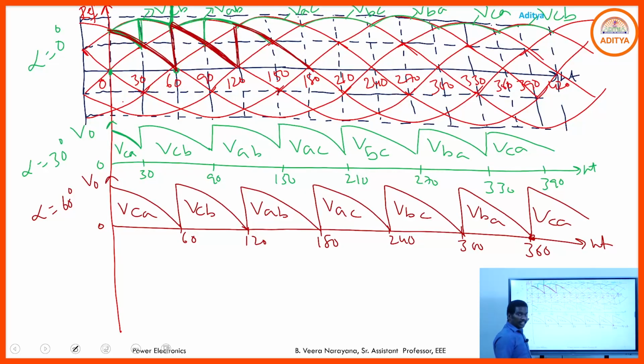And here also, for alpha equal to 30 degrees. Here VCA is half and here VCA is half. Here it is 360. So let me count: 1, 2, 3, 4, 5. Here it is half, here it is half VCA. Total 6. Six pulses will be collected in the output voltage wave.